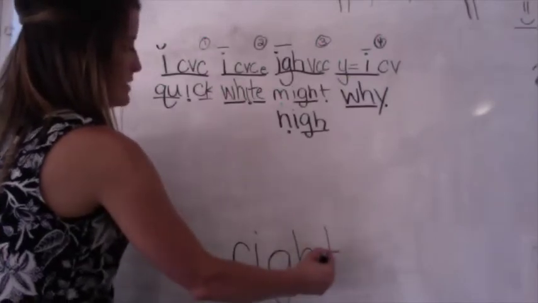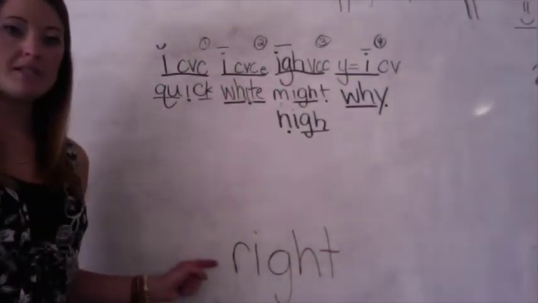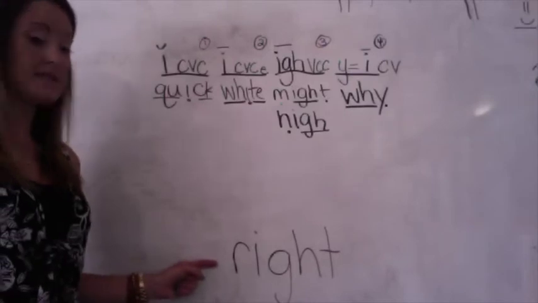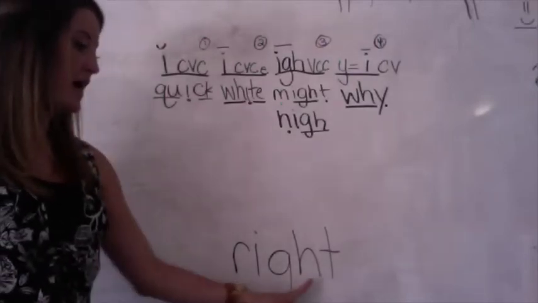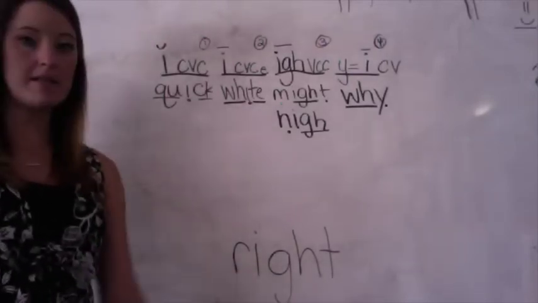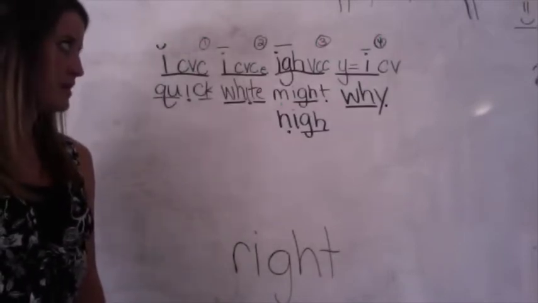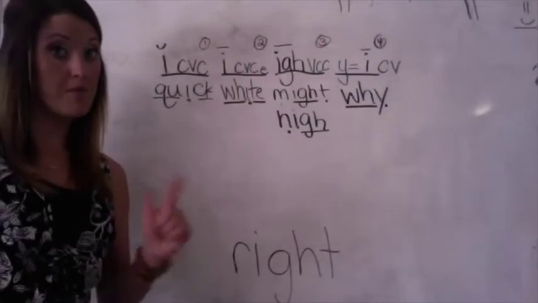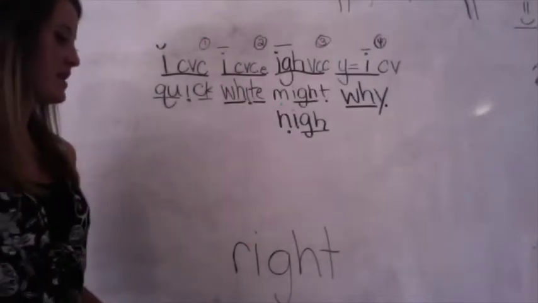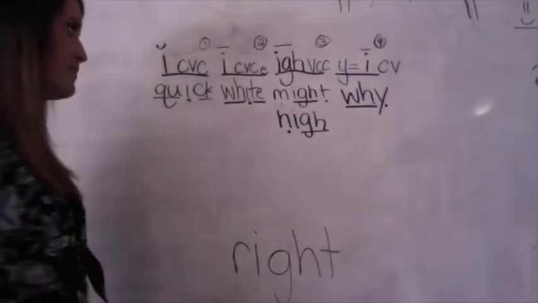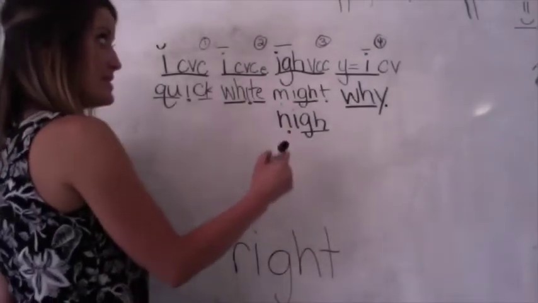Our next word is the word right. Say right. Now let's say the sounds of right. I, t. Right. Where does right go? You are right. Right goes under column 3. It has these 3 letters together saying I. Let's say and write right under column 3.